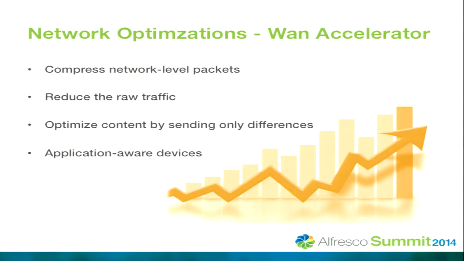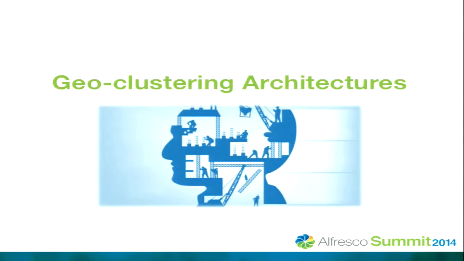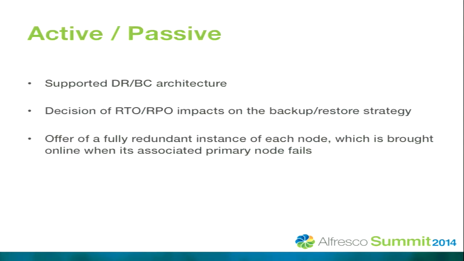They are application-aware devices. So now I'll be talking about the geo-clustering architecture. We can either use active-passive, which is the supported Alfresco disaster recovery and business continuity architecture, as active-active is not supported right now. So the decision on the RTO and RPO will impact what backup and restore strategy you will need to use.